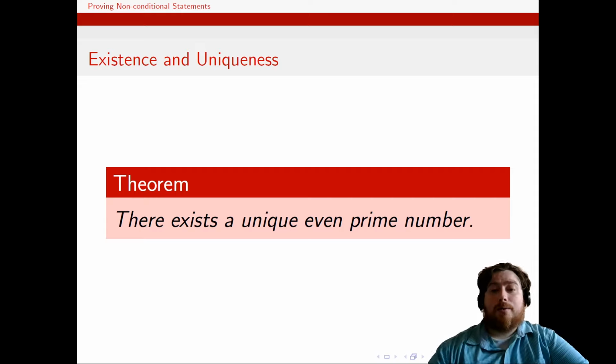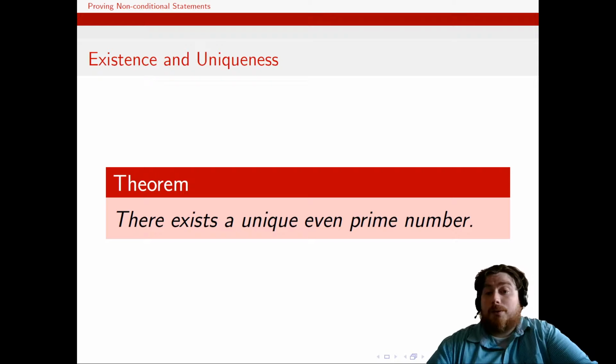Now, I do want to point out that the previous 2 examples weren't all that different than what we've been doing. They were just if-then statements or conditional statements. They just were a little bit more involved because we go both directions, or we have to show how things imply each other. And so I just wanted to make sure we outline how to do those proofs, whereas what we have now is a new type of theorem: there exists a unique even prime number.